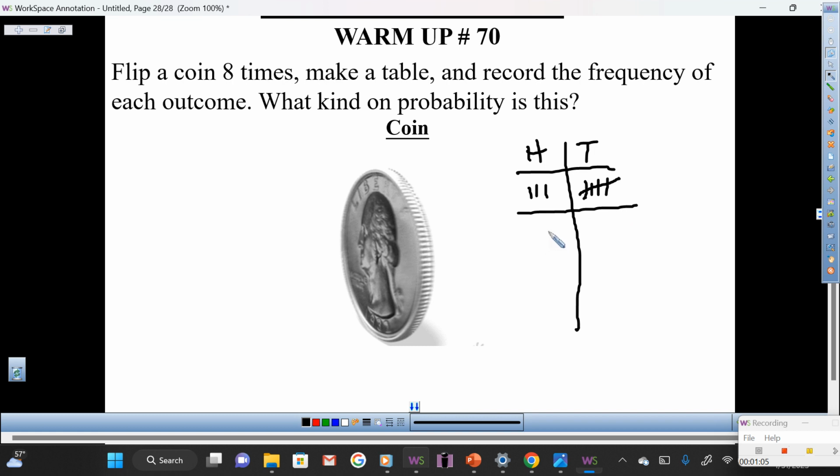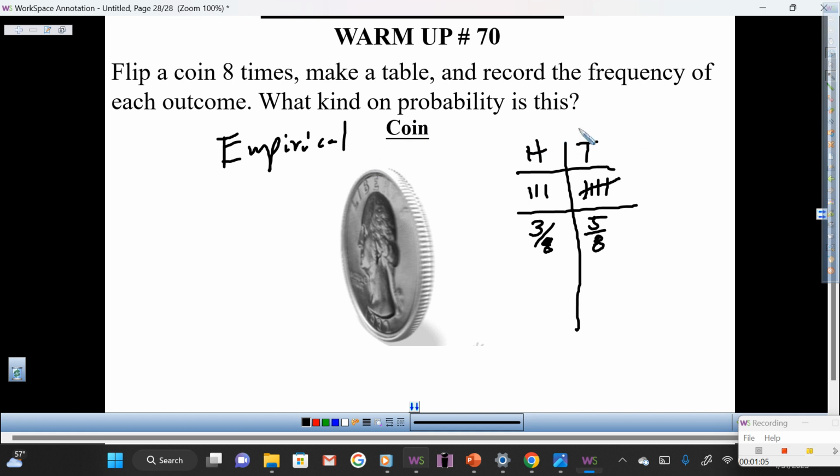All right. Maddie, so what was the probability for heads? 3/8. And the probability for tails? 5/8. Okay. Hands if you agree with that so far? Yes? Tell your neighbor what kind of probability this is, please. What kind of probability is this, Pedro? That is correct. Empirical.